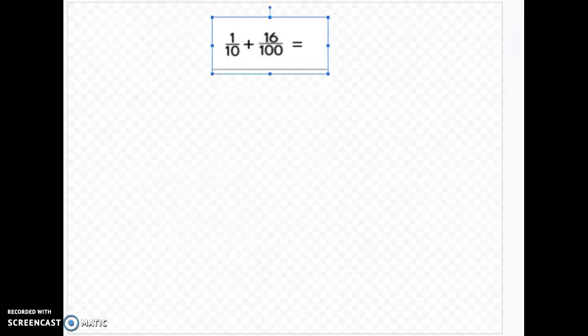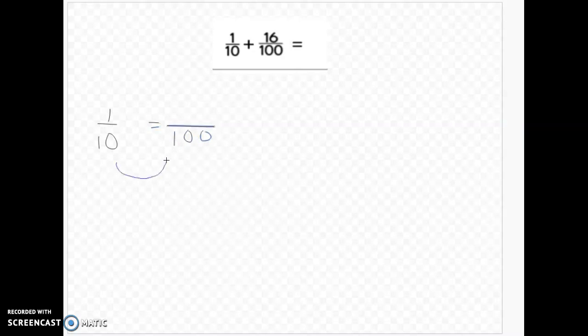Let's do one more quick problem so you'll know what you're doing today for your work. So basically 1 tenth plus 16 hundredths. We know that we have to find a denominator of 100 for 1 tenth, so we have to find an equivalent fraction. So 1 tenth, or 1 dime, is equivalent to how many hundredths, or how many pennies? So we know that 10 times 10 is 100. That is how we got 10 to be 100, and whatever we do to the denominator, we do to the numerator.